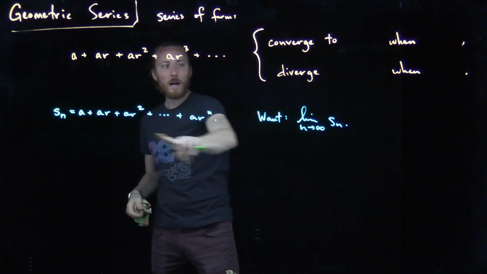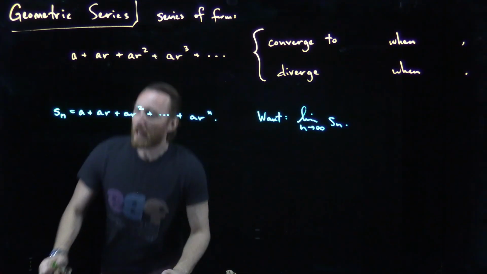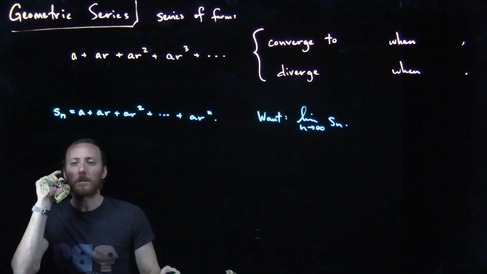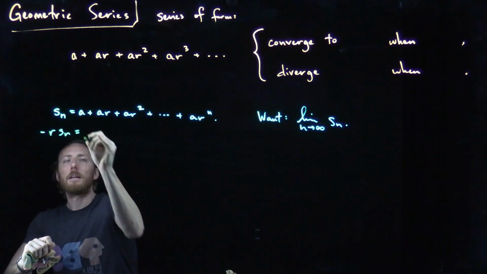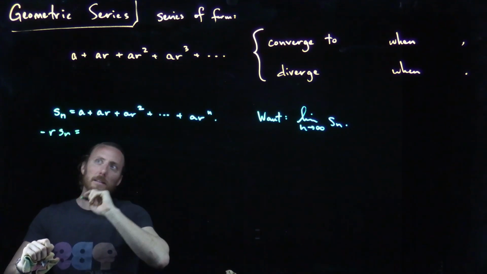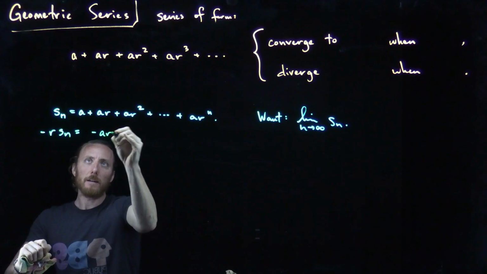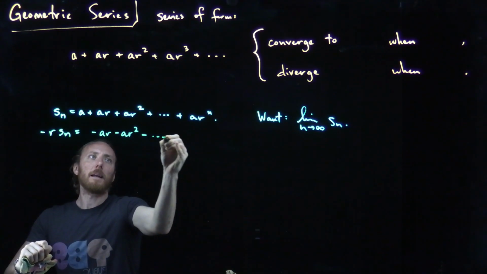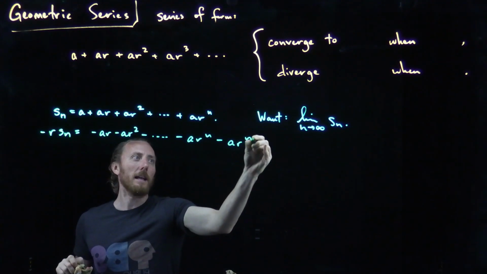So we're going to try to find the limit of the expression for our nth partial sum. And to do this, we're going to do something a little bit weird and bizarre, but just bear with me here. We're going to multiply both sides by minus r. So multiplying by minus r on the left, we get minus r Sn. Multiplying by minus r on the right, we'll get minus ar squared, minus ar cubed. We'll also get minus ar to the n and minus ar to the n plus 1.